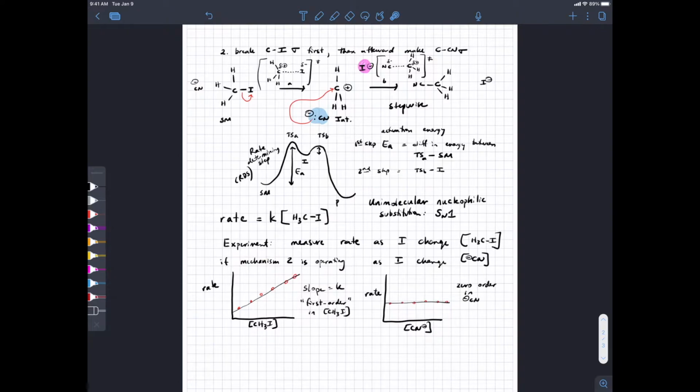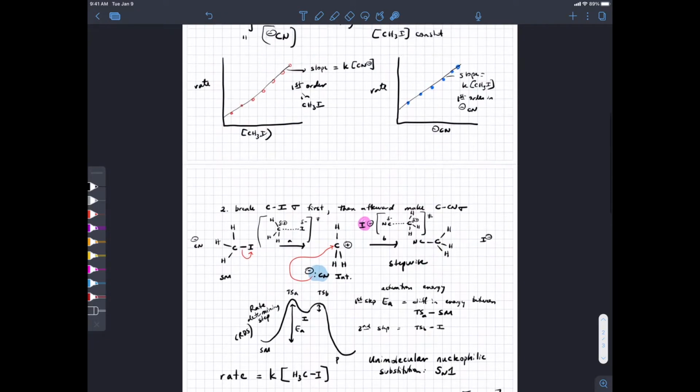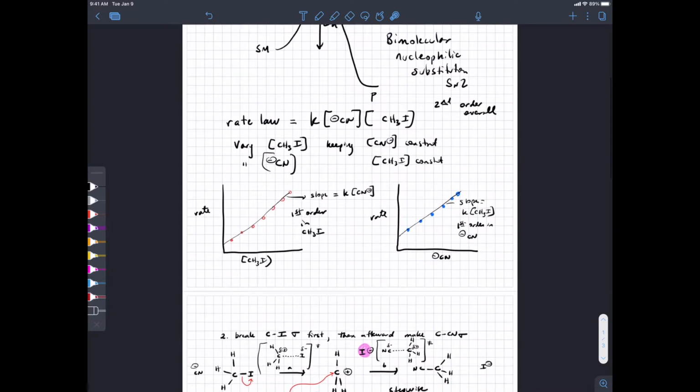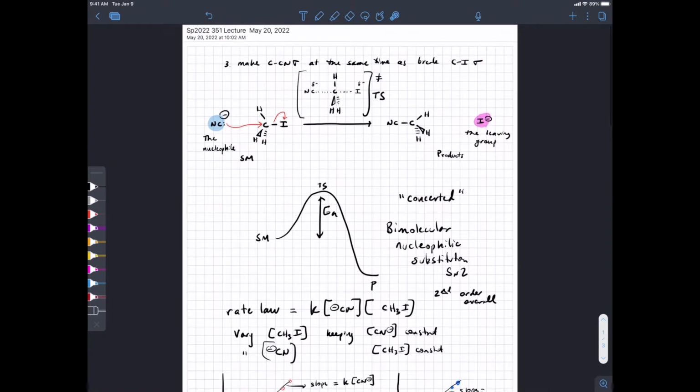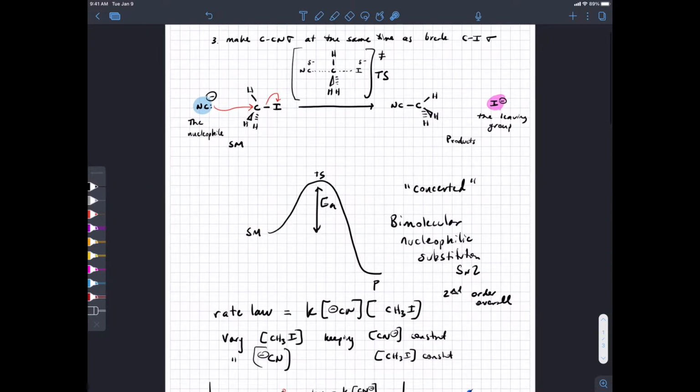So probably the one thing that's bothering you is, okay, great, I've got 2 options. Let's just make the world more complicated. How do I know which mechanism is operating? And so we're going to talk about that. Before we do that, I want to just talk about things that might influence the rate of the SN2 reaction versus the rate of the SN1 reaction.